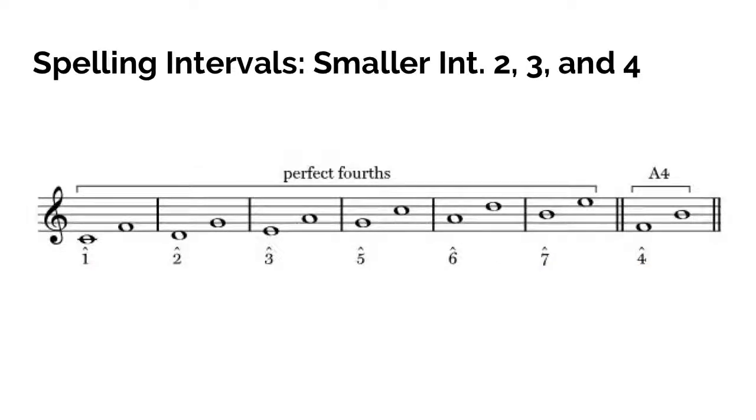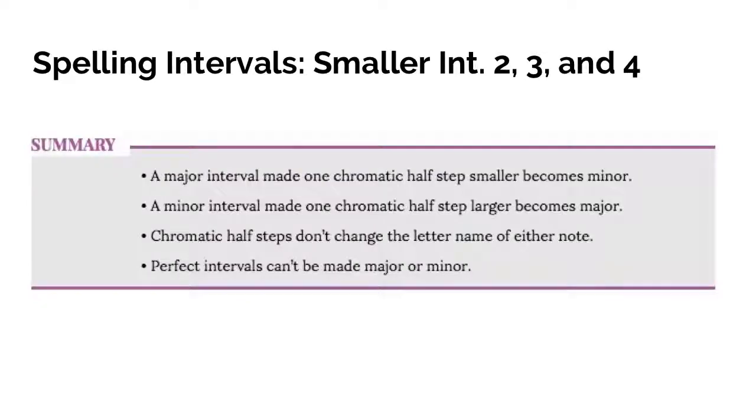Here are perfect fourths. So as you can see, we have a lot of perfect fourths in our major scale. 1 and 4 here, 2 and 5, 3 and 6, 5 and octave, 6 and 2, 7 and 3. And then we have this bad boy over here called the augmented fourth, and we're going to talk about that a little later.